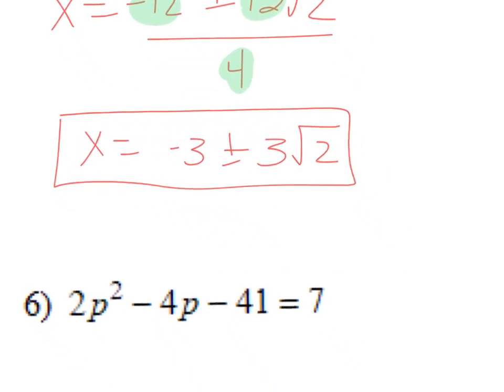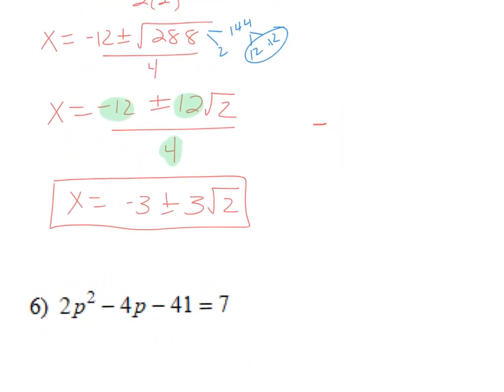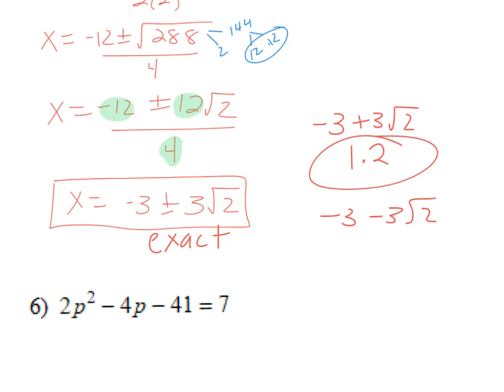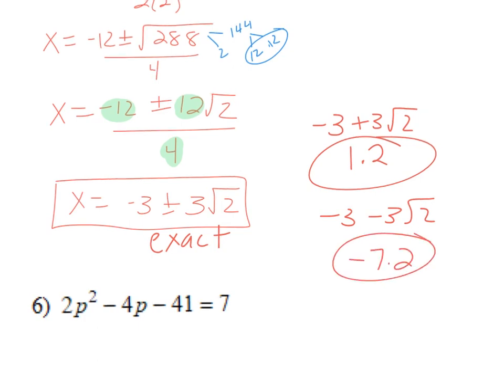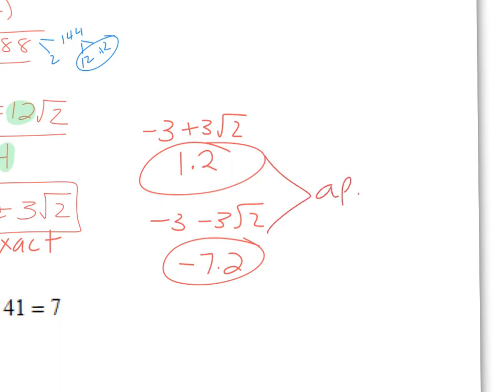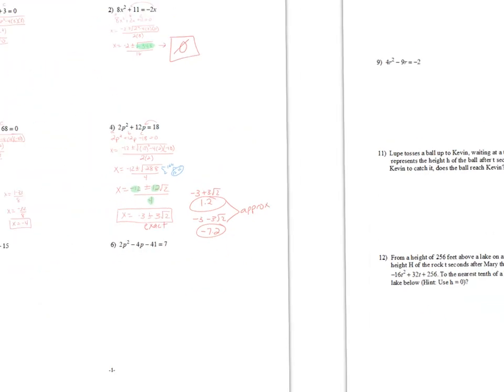Okay, so on my first one here, again, you're going to have to kind of break it up. You'll have -3 plus 3 root 2, and you'll have -3 minus 3 root 2. So on the top one there, I'm getting 1.2 when I round that off. Okay, so again, this is your exact, right? It's got a square root in it. That's your exact. This guy right here is going to be one of your approximates. So I've got -3 minus 3 root 2. When I put that in my calculator, I get -7.2. And so these two guys right here are your approximate solutions, okay?